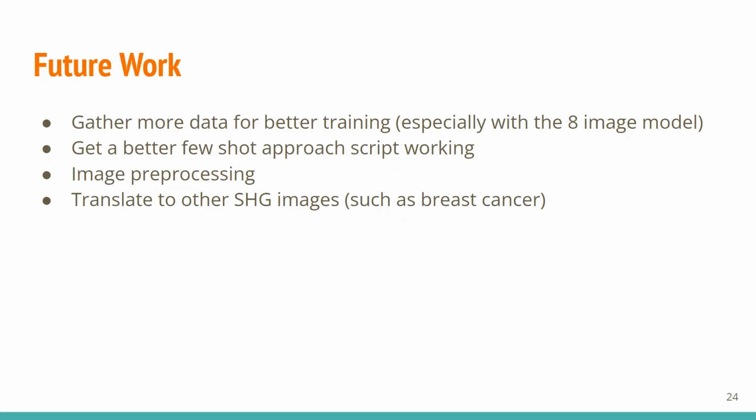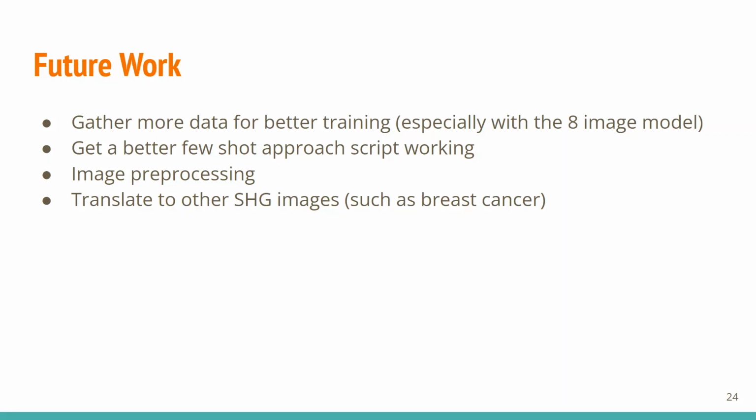And then I did try a few-shot approach. However, I was trying to use the Omniglot data set, which has inputs of 105 by 105. When you downsize the SHG images that are 512 by 512, it basically predicted everything as cancerous, similar to the 8-image model here. So potentially getting a better few-shot approach working for this, because we don't have a huge data set, could be beneficial, and an additional model to add to the two that we have working.